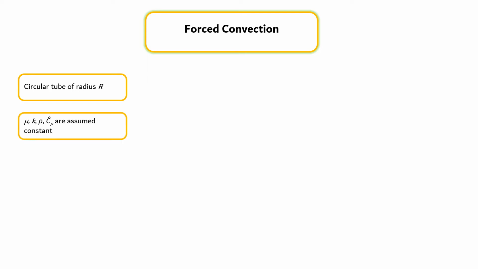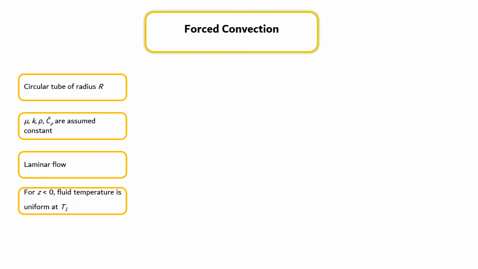In this segment, we consider forced convection in a circular tube, a limiting case of which is simple enough to be solved analytically. A viscous fluid with physical properties assumed constant is in laminar flow in a circular tube of radius R. For z less than 0, the fluid temperature is uniform at the inlet temperature T1. For z larger than 0, there is a constant radial heat flux, qr equals minus q0, at the wall.